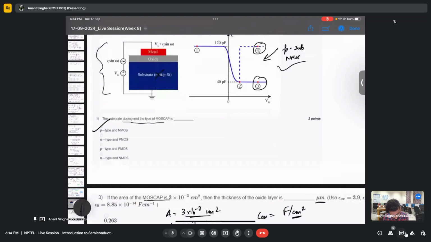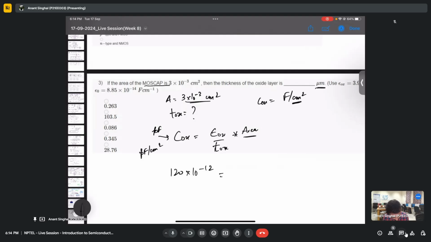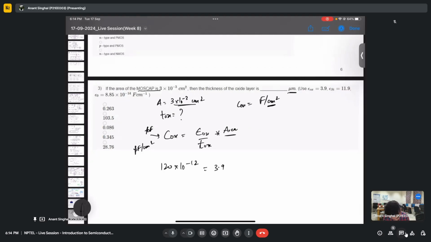So this is 120 picofarad. Pico is minus 12. Epsilon ox, I guess they have given 3.9. Why have I used 3.9 and not 11.9? Can anyone tell? The 11.9 would be for the depletion capacitance. Yes, that is good. So epsilon ox by Tox I need to calculate, and the area is 3 into 10 minus 3. So quickly let me know what is Tox.